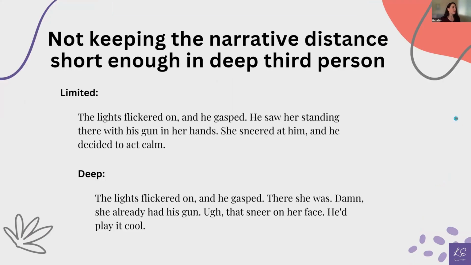So just like from the example earlier, with limited, we have he saw, he decided, those are filters. So it's kind of like telling the reader about what the character is experiencing. Whereas when you cut those filters out, the reader is just experiencing it and not being told about it. It's hard to explain, but: The lights flickered on and he gasped. There she was. Damn, she already had his gun. Ugh, that sneer on her face. He'd play it cool. So there's no italicizing of his thoughts because the whole thing is just his thoughts.